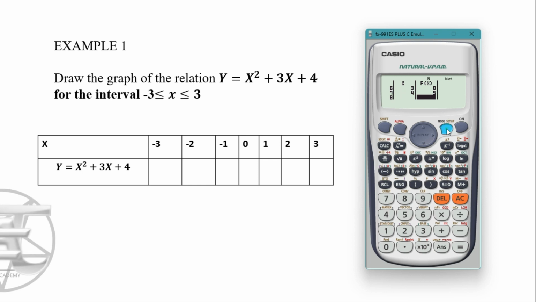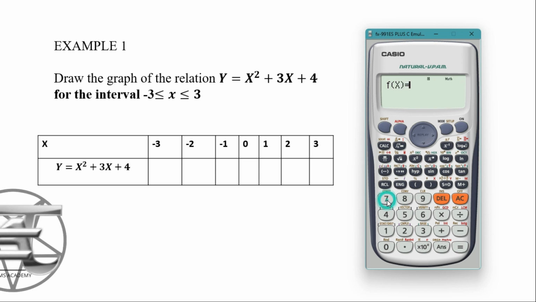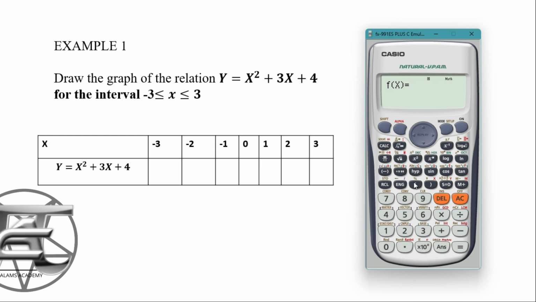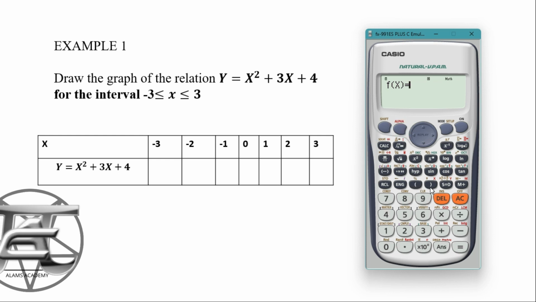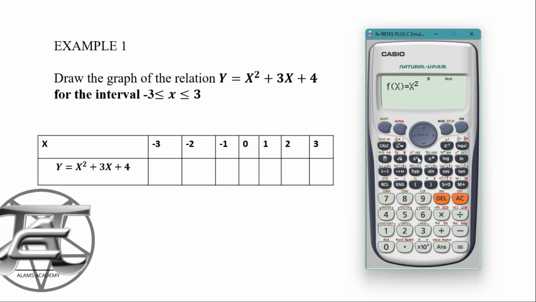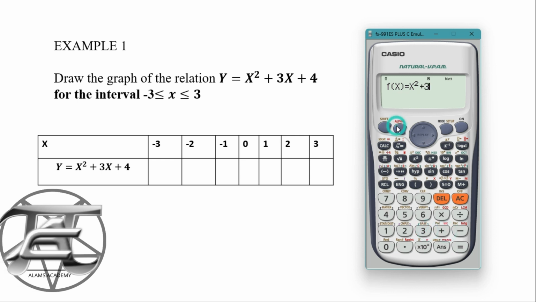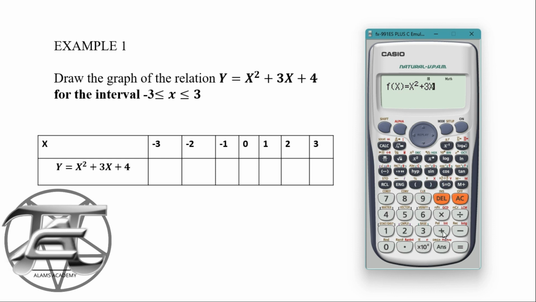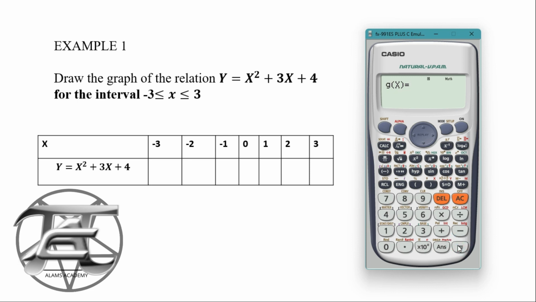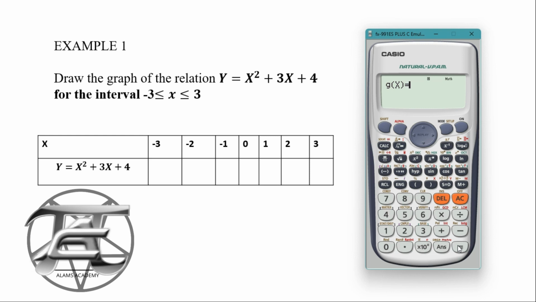Now go to mode and select 7, which is table. You can see that it's coming in the form of a function f of x. So you key inside the whole function: x squared plus 3x plus 4. Then you hit the equal sign. If there are two functions, then you key the other function inside here. But here we have only one function given to us, so I press the equal sign.